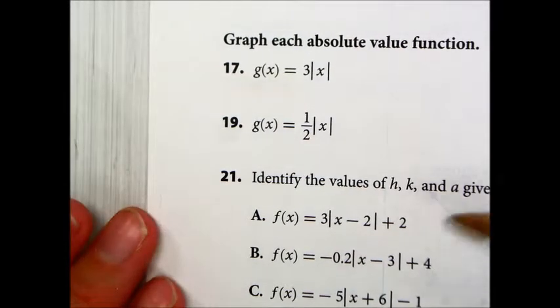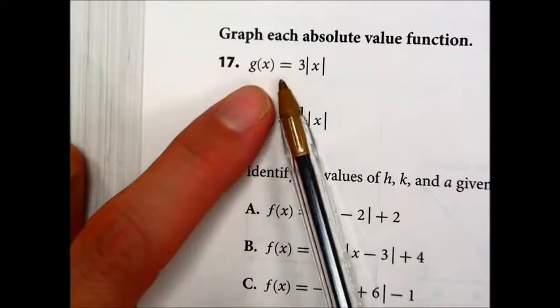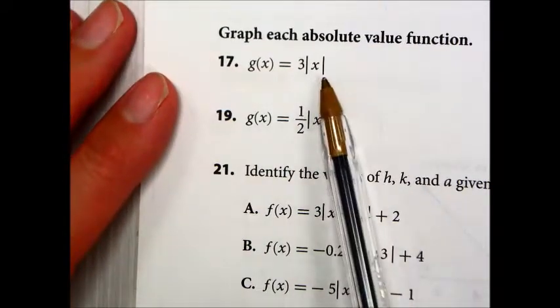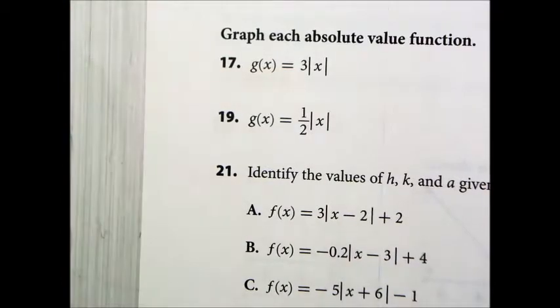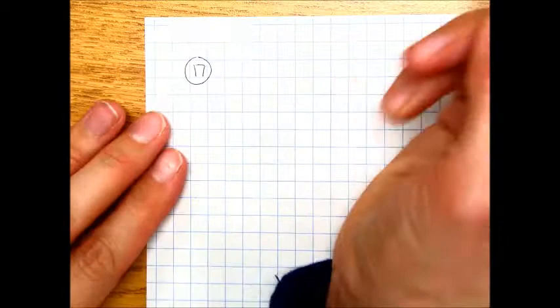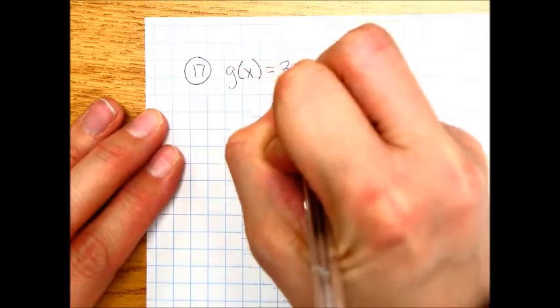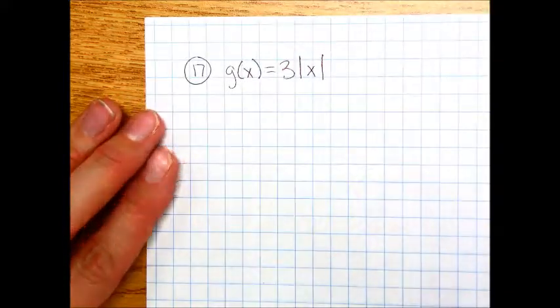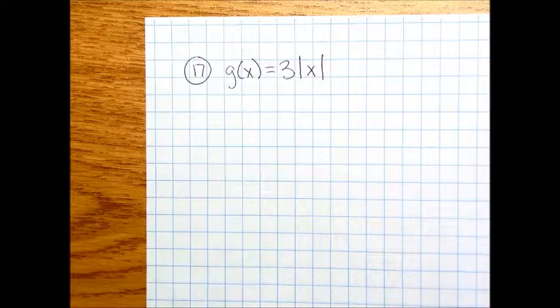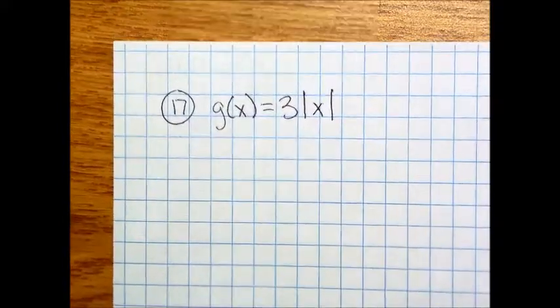On 17, g of x equals 3 times the absolute value of x. So that's going to be a graphing one. I don't know where you want to do this on your sheet, but flip it to the back side if you want. Let's get 17 going. g of x equals 3 times the absolute value of x. Same as I told you when you graphed the very first problem on the whole assignment.